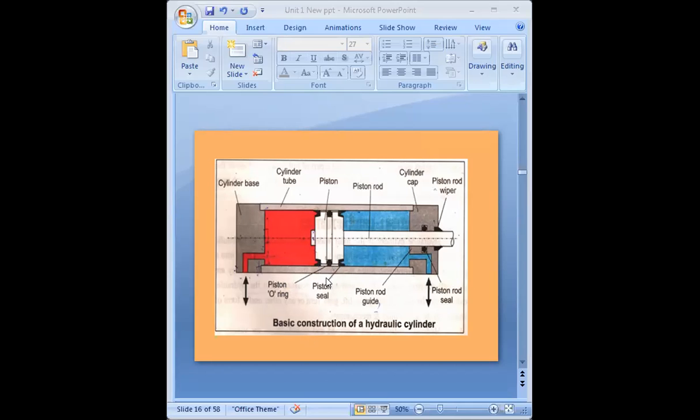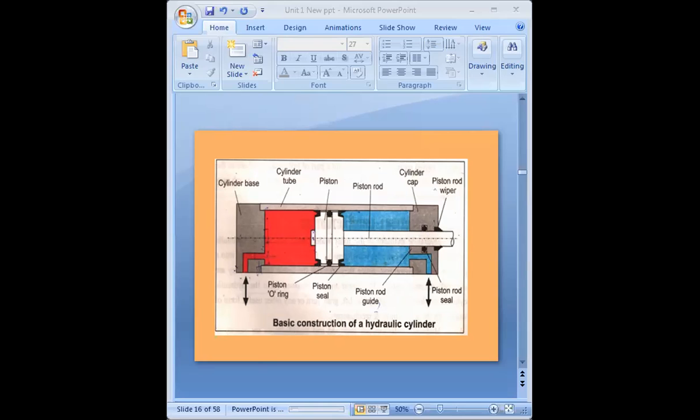But we should know here where the seals are used. Piston seals, piston O-ring, piston rod seals here, and the piston wiper. So this piston has seals to seal the pressure and non-pressure side of the cylinder, and the cap end carries the seals also. The wiper is over this piston rod. So this is the construction of the hydraulic cylinder.